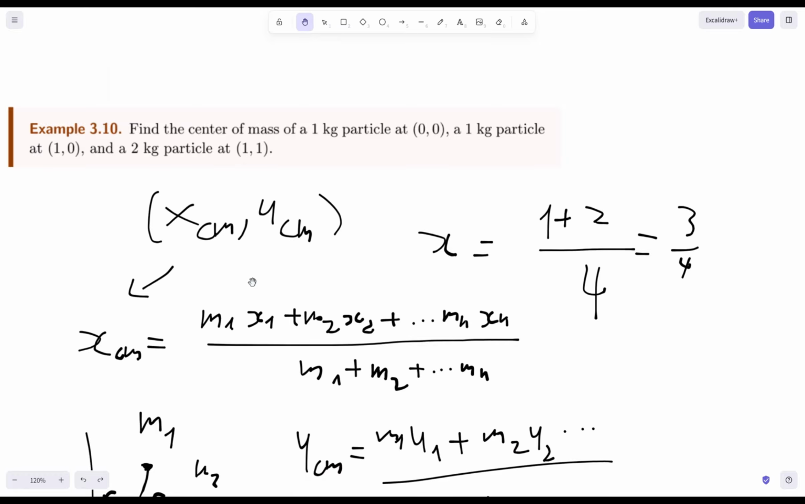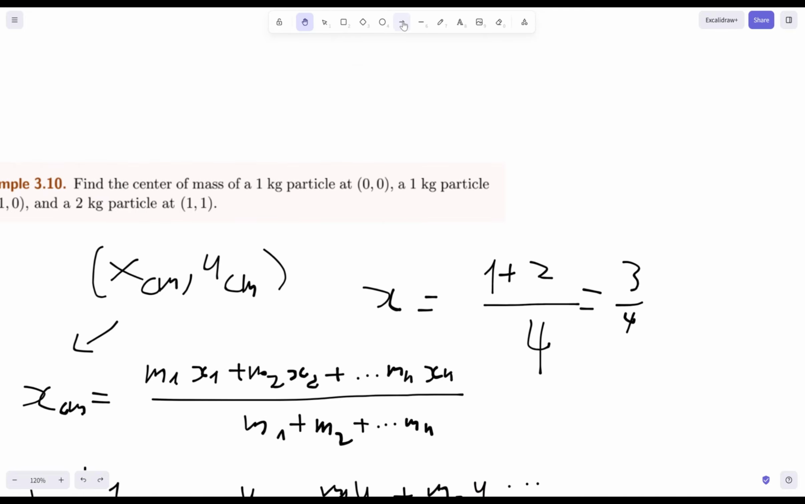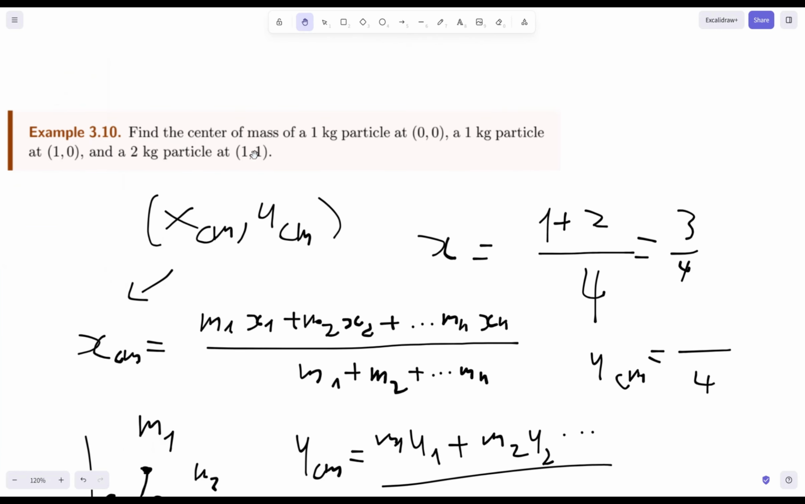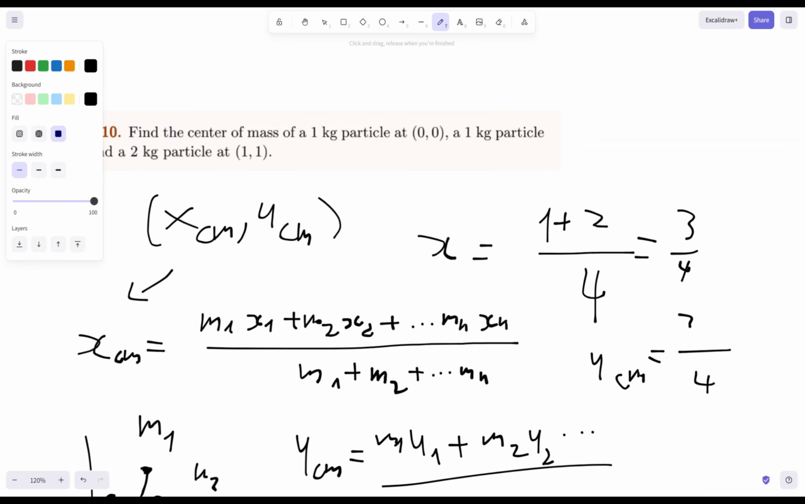I'm really just plugging it into this equation. And it should be the same thing for the other one, YCM. So it's all over 4. The first term is 0, the second term is 0, the third term is 2. So it equals 1/2. So yeah, the answer is this.